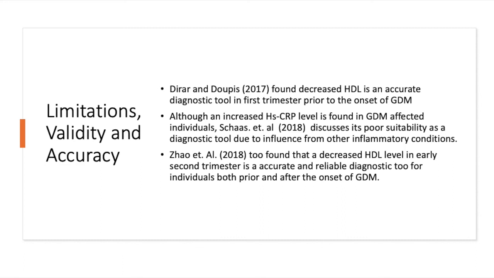Xiao et al. 2018 too found that a decreased level of HDL in the early second trimester is an accurate and reliable diagnostic tool for individuals both prior to and after the onset of GDM, as the decrease in HDL occurs early enough in pregnancy at a significant detectable change and is uninfluenced by other diseases or conditions.